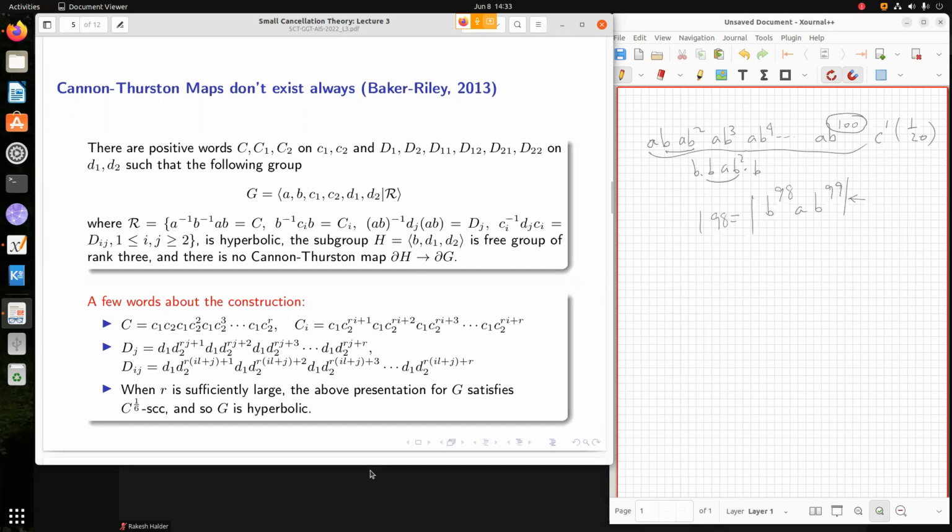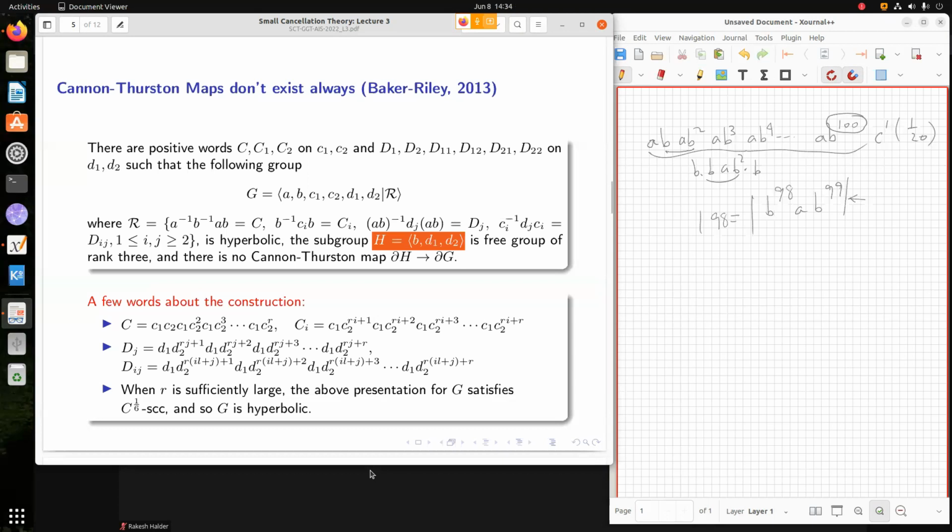So what the theorem is saying is that if we consider this group generated with these elements, the generating elements for these words, D1 and D2, and A and B, and then if we consider the relators like this, then the group is hyperbolic. That is the first claim. The second claim is that the subgroup generated by B and D1 and D2, that is a subgroup of G, is a free subgroup of rank 3 of G.